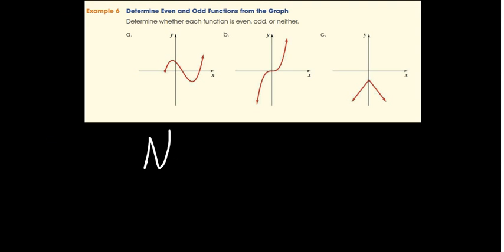Well, B looks like we could fold it across the y and then fold it across the x, and we'd have the exact same graph, right? So that means B must be odd. And then C, that's very obviously even, is it not? All you have to do is fold this across the y-axis, and you do indeed have an even function.